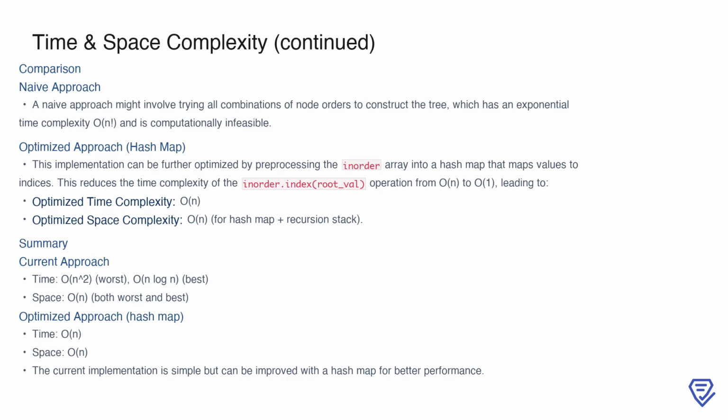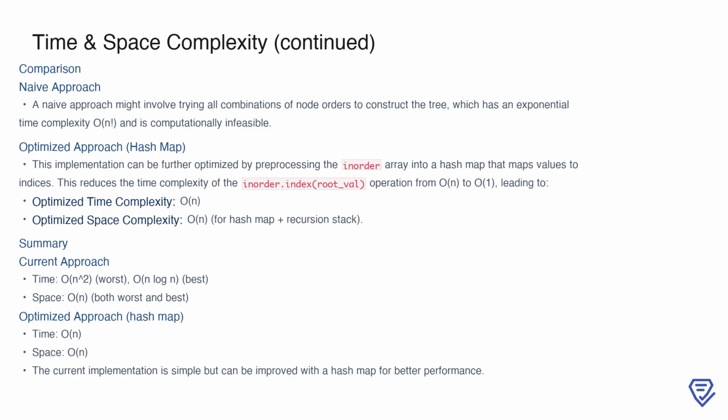By pre-processing the inorder array into a hash map that maps values to their indices, we can reduce the time complexity of finding the root index from O(n) to O(1). This optimization brings the overall time complexity down to O(n), since the slicing and recursive calls are now handled more efficiently. The space complexity remains O(n), due to the additional space required for the hash map and recursion stack.